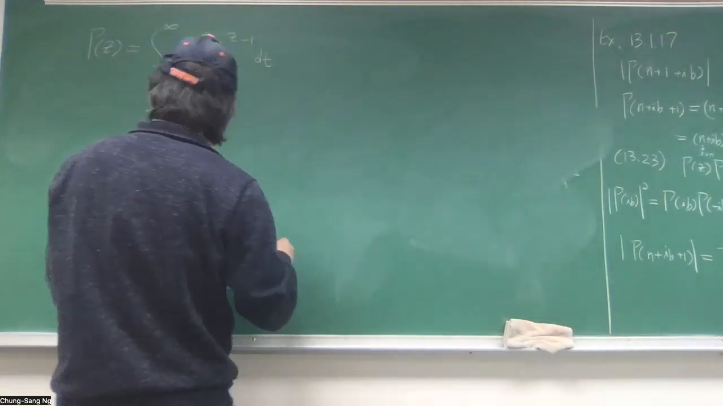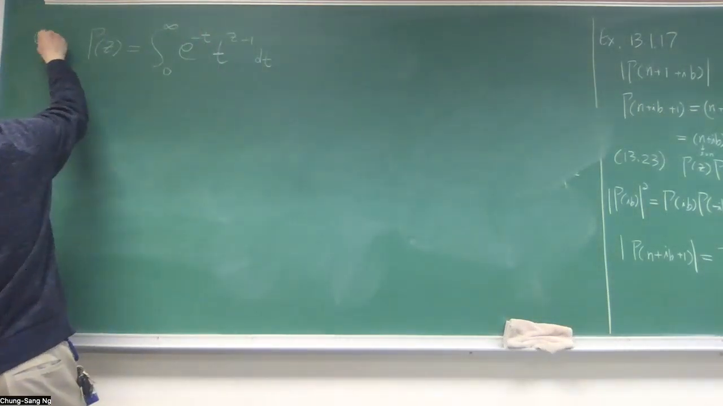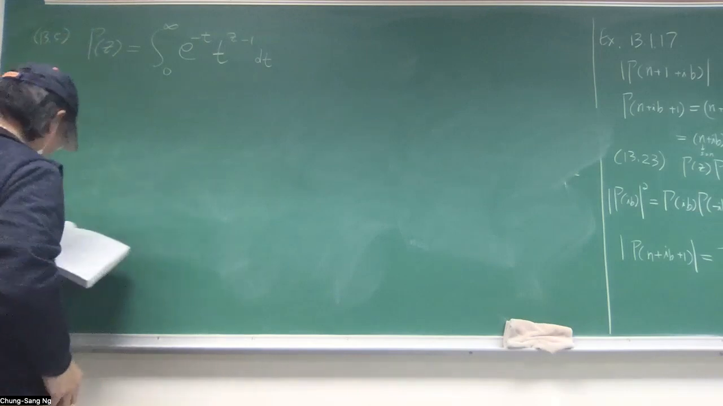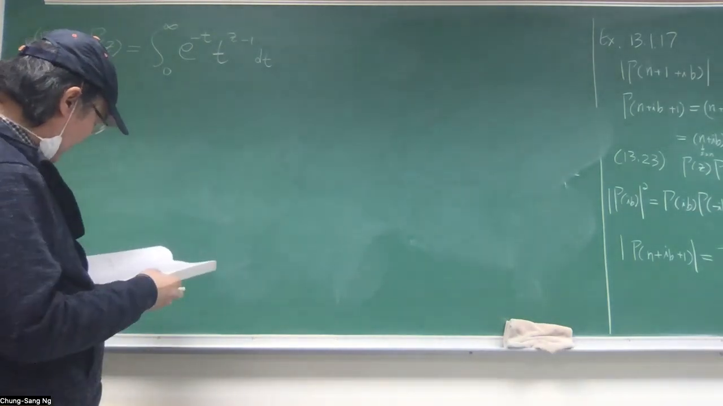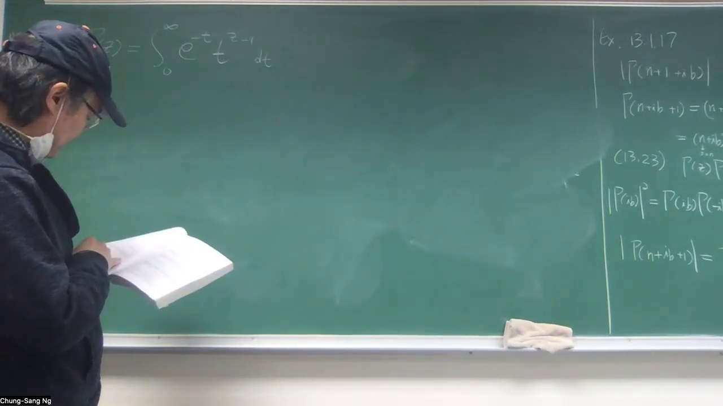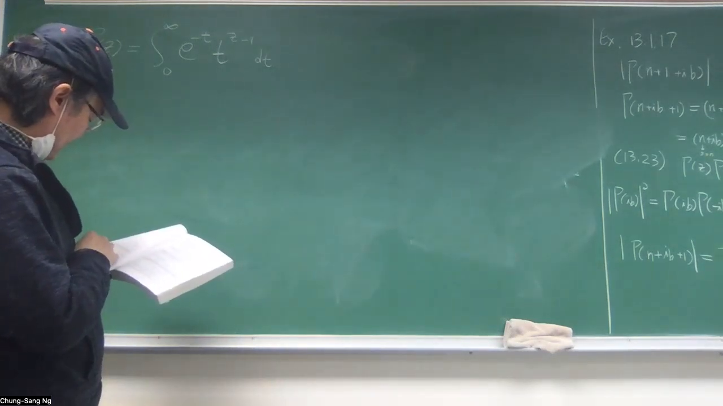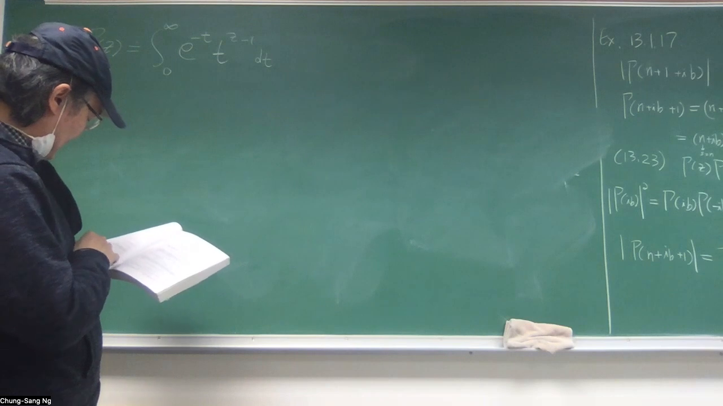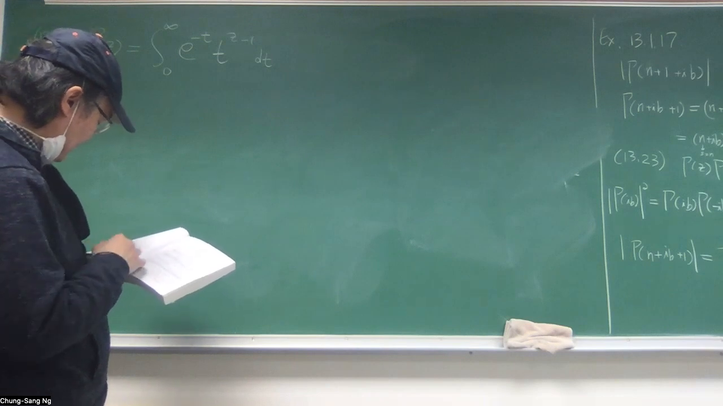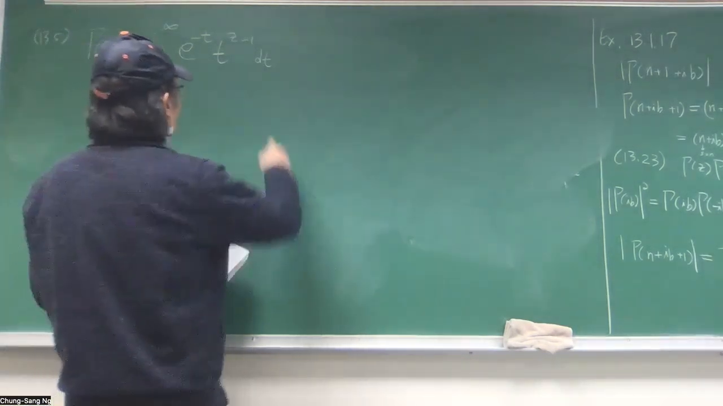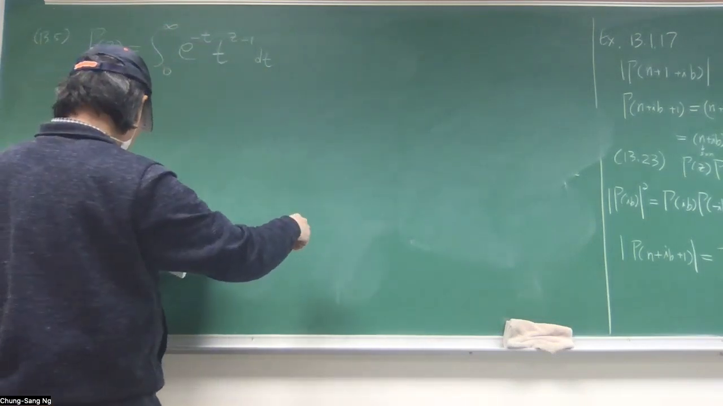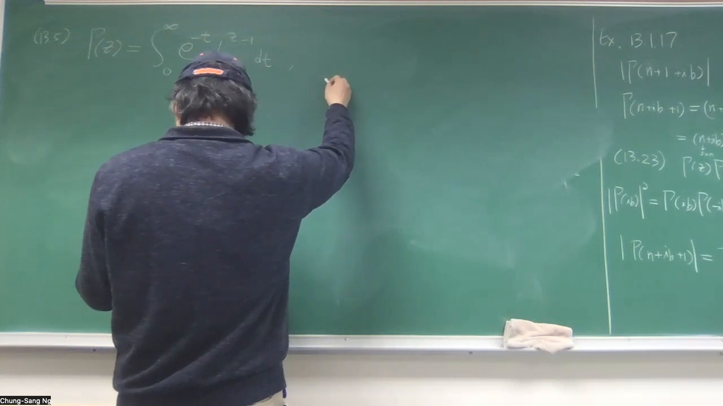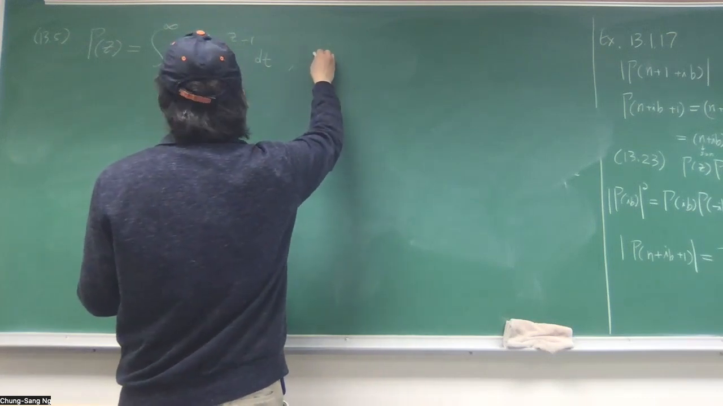So the next two, this is 13.5. The next one is 13.6, and then the next one, 13.7, is all integral form. And you try to see if you can change this integral to the other two integrals. There's some limit to the argument.